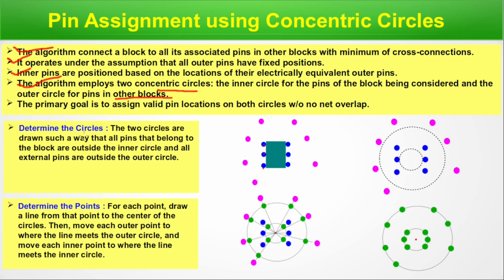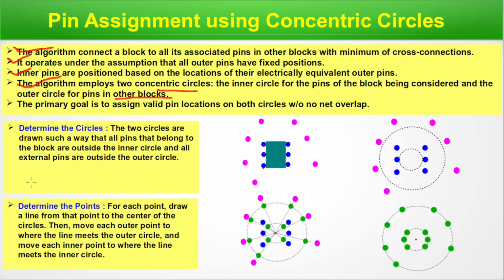First, we determine the circles. Between these two columns of pins, we draw the maximum possible circle, and another concentric circle like that. The two circles are drawn in such a way that all pins that belong to the block are inside the inner circle and all external pins are outside the outer circle. Within these two columns of pins, we utilize the maximum space. Similarly like that. And now we determine the points.